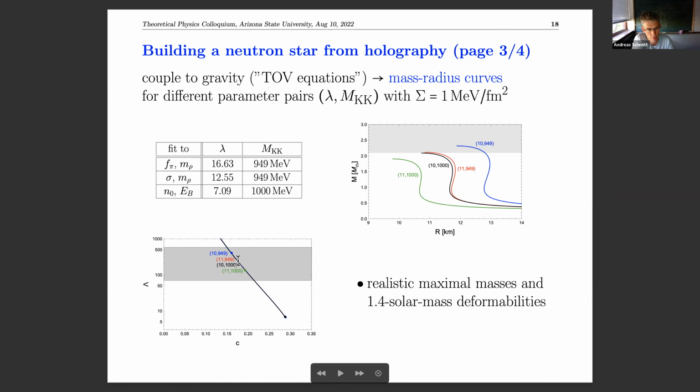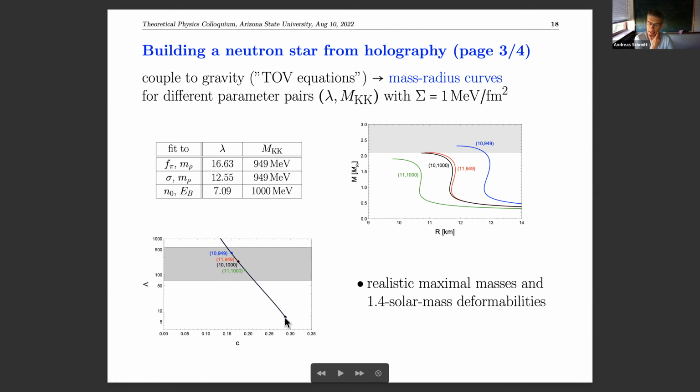And interestingly, all 4 points, so this is for a 1.4 solar mass star. So for each case, I have to look at a 1.4 solar mass star. All these points lie in the band, very nice. Also notice that these are 4 curves, and it happens that they are almost on top of each other.